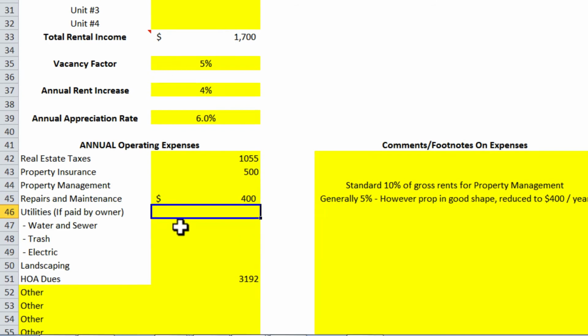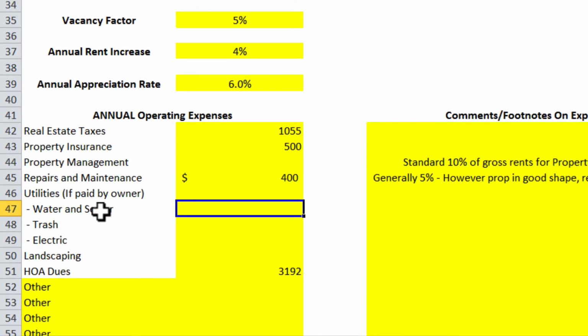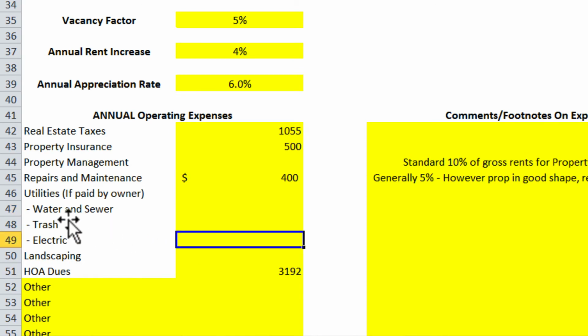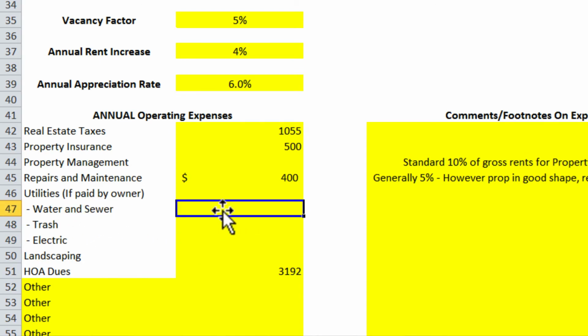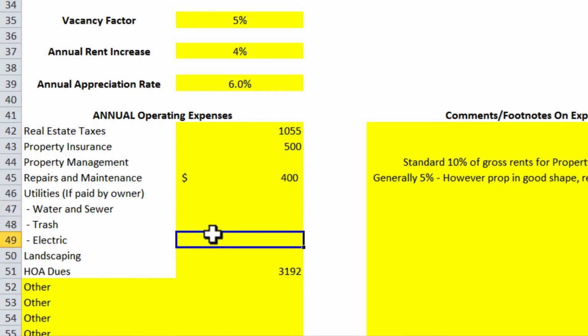Now, utilities, if paid by the owner, things you might have to think about: water and sewer, trash, electric. This generally doesn't apply for single units, but if I have a multi-unit, maybe there's not a split water bill, and so water is included in the tenant's rent, but I need to factor it in to my operating expenses. Do I have to pay for trash? Do I have split electrical utilities? Most of the time you will, and the tenant will pay for that, but if not, factor that in.